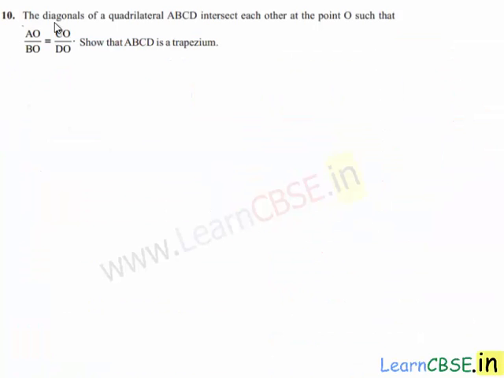Moving on to the 10th problem. The diagonals of a quadrilateral ABCD intersect each other at O such that AO by BO is equal to CO by DO. Show that ABCD is a trapezium. Now moving on to the solution. Let us consider a quadrilateral ABCD in which AB is parallel to CD.